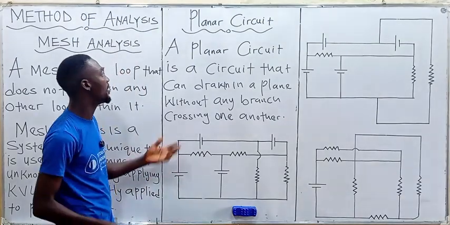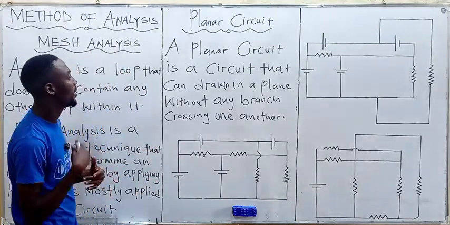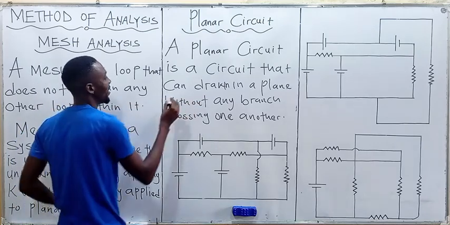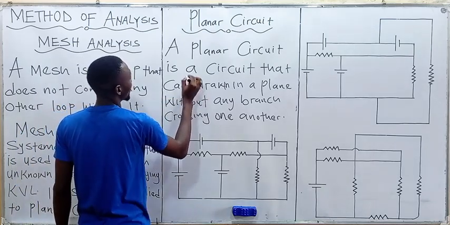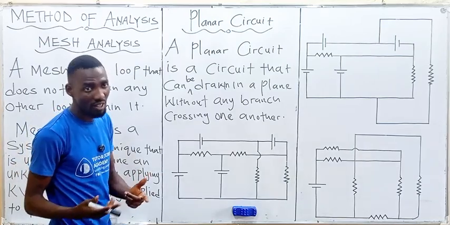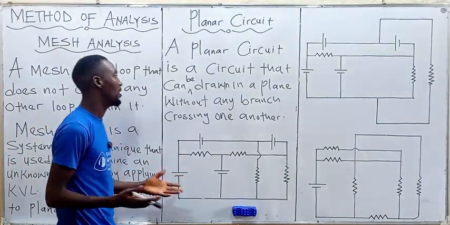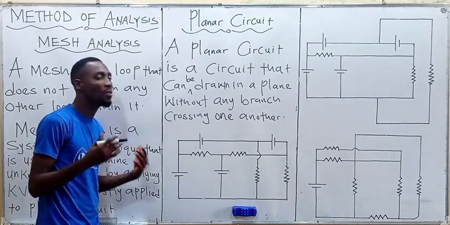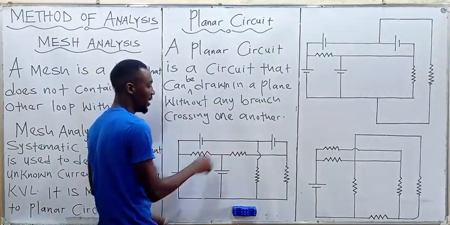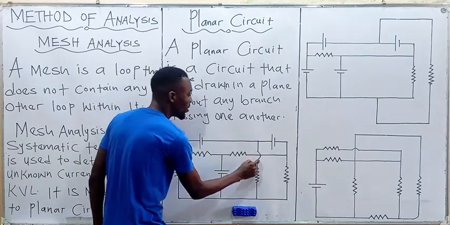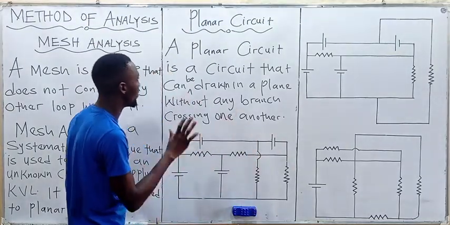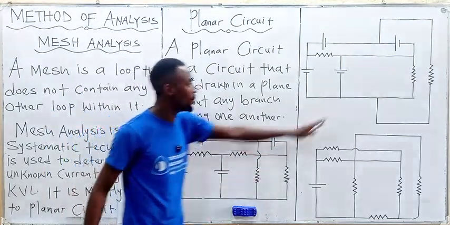So from the definition, I said a planar circuit is a circuit that can be drawn in a plane. Some textbooks say it can be redrawn in a plane, you understand, without any branch crossing one another. Exactly. What they are just trying to say is that we have a circuit in this manner, and then there's a way that you can redraw the circuit so that no branch is going to cross over one another. Such a circuit is referred to as what? A planar circuit.